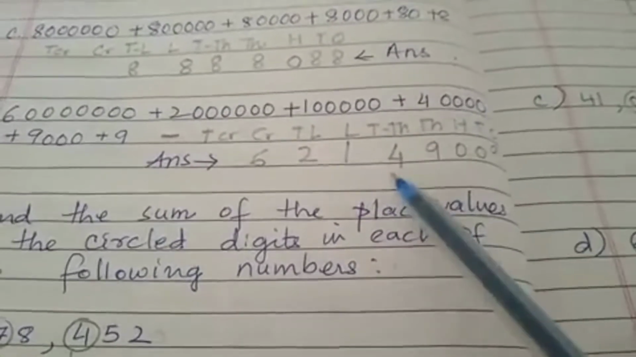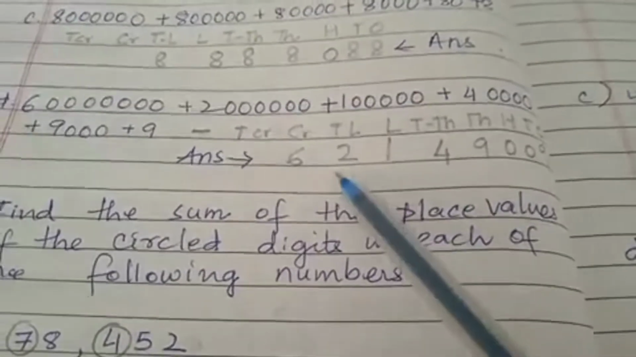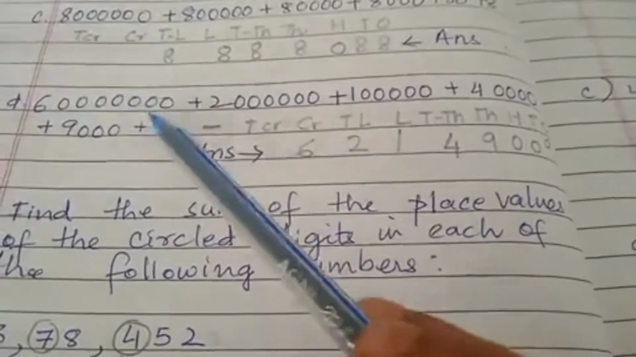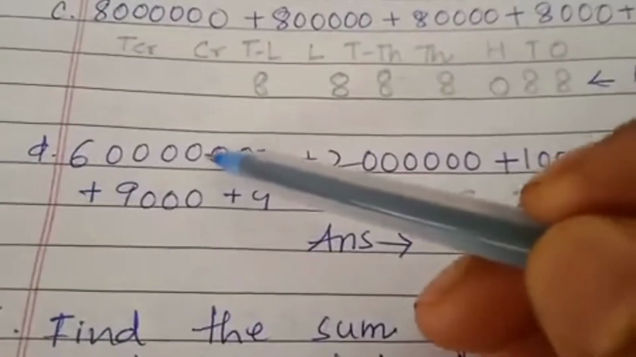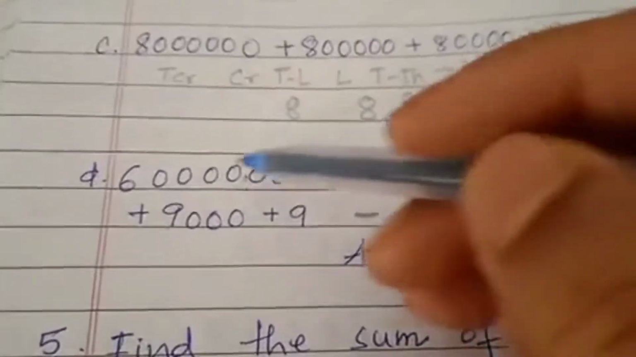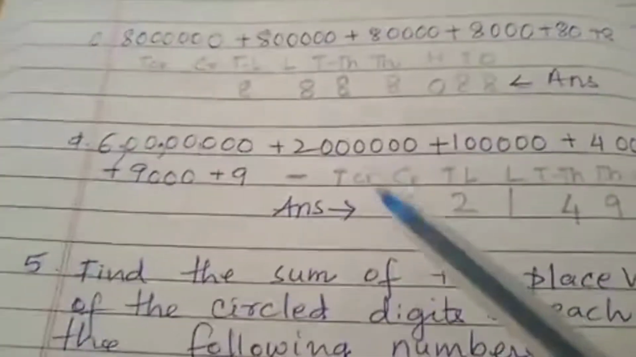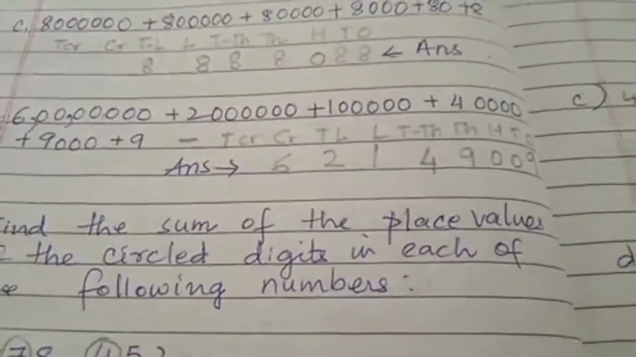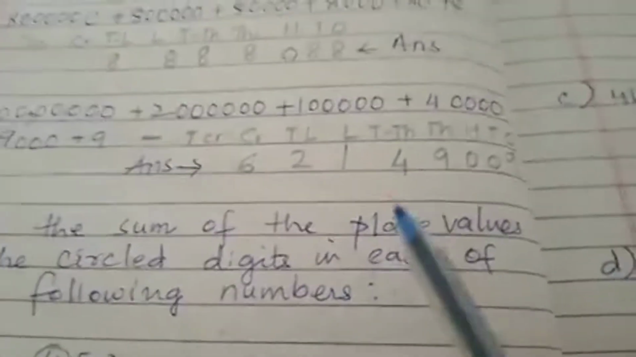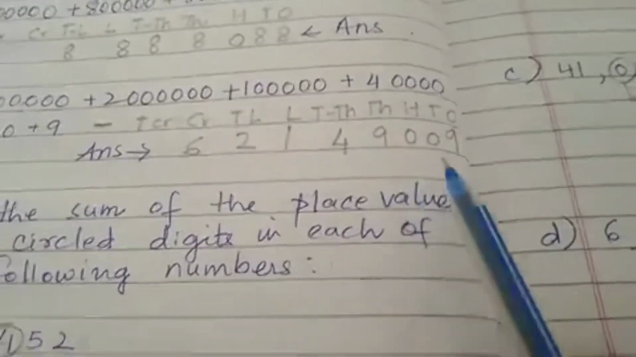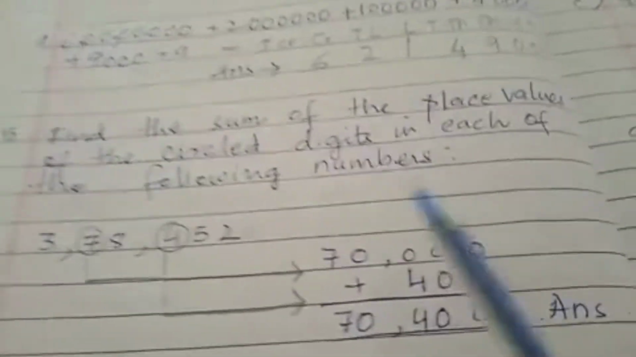4 in the 10,000s place, 1 in the lakhs place, 2 in the 10 lakhs place, and 6 in the crores place. You can put the comma also to find out which place it belongs to. You will get thousand, lakh, and crore. So 6 belongs to the crores place. That is the way we have written it down. So the number comes as 62149009.